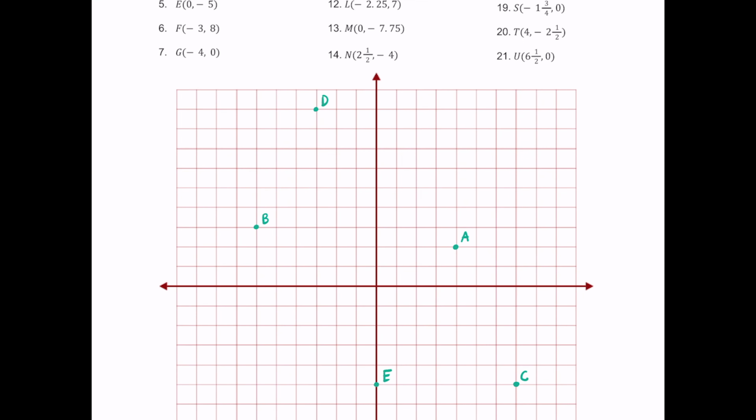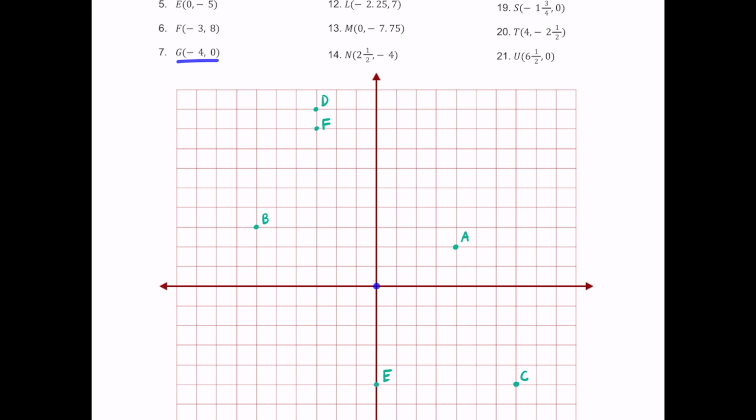For number 6, we have the point F, which is located at -3, +8. So again, start at the origin here. That -3 means that we move 3 units to the left, and then the positive 8 means we're going to move up 8 units. And so we can go ahead and plot this point, and this is going to be letter F.